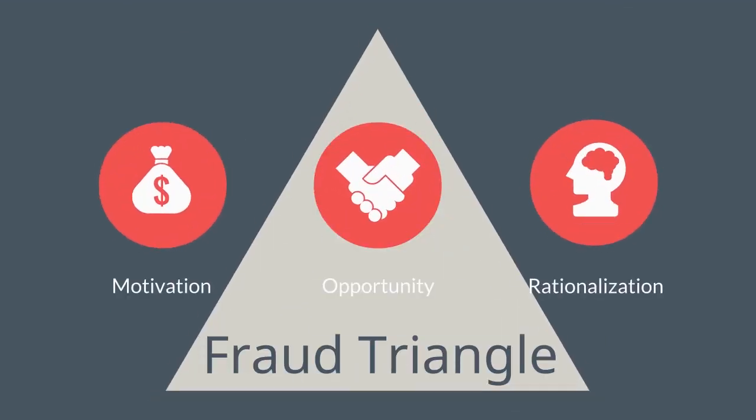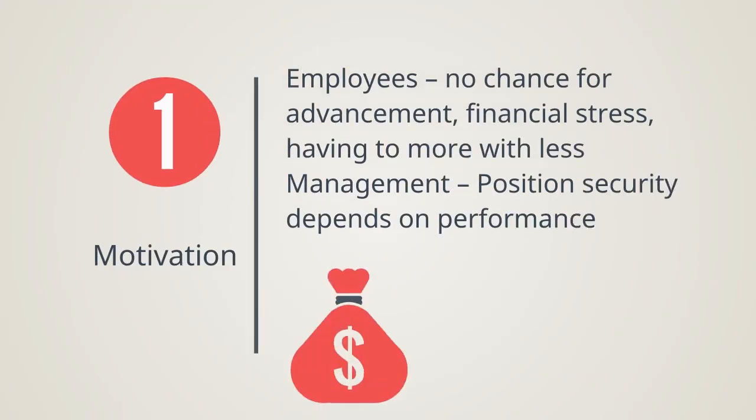The fraud triangle is a framework designed to explain the reasoning behind a worker's decision to commit workplace fraud. The 3 stages, categorized by the effect on the individual, can be summarized as motivation, opportunity, and rationalization. Employee motivation could be that there's no chance for advancement, or financial stress, or having to do more with less. For management, the position security might depend on their performance.